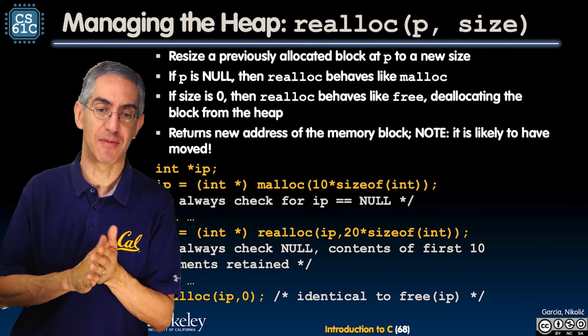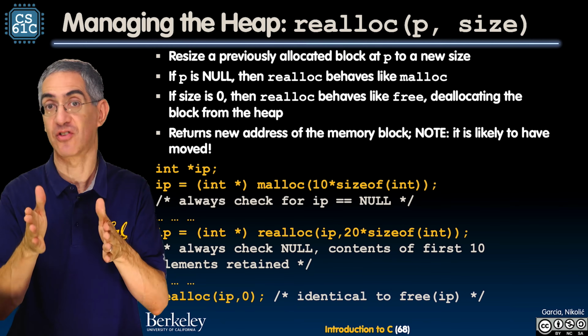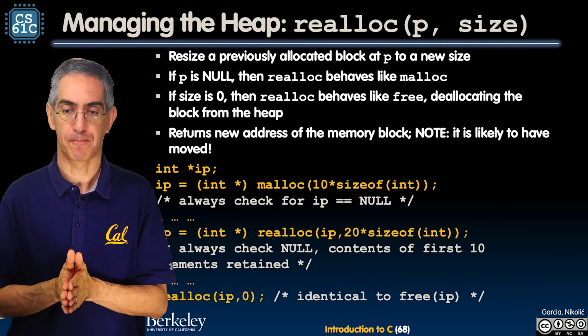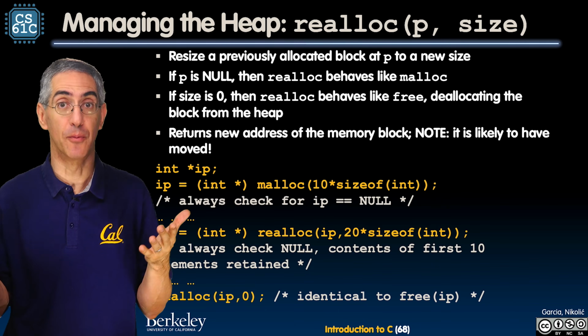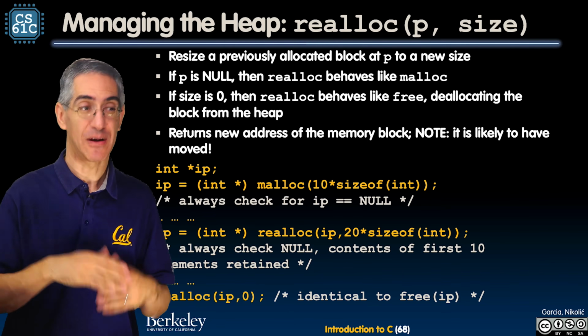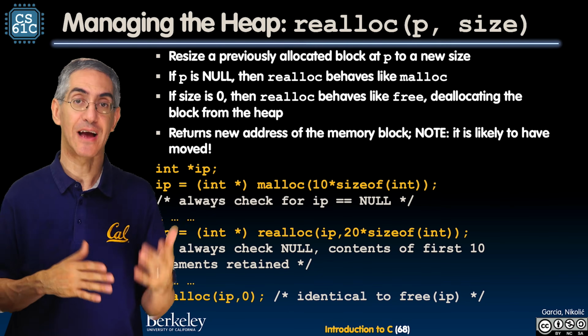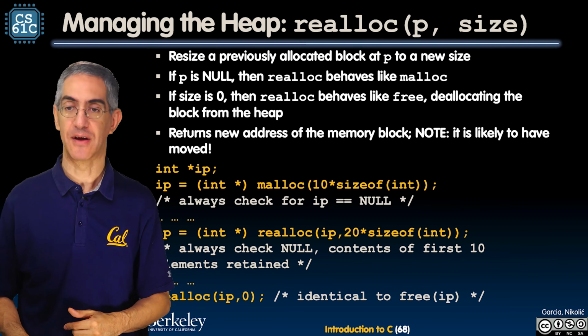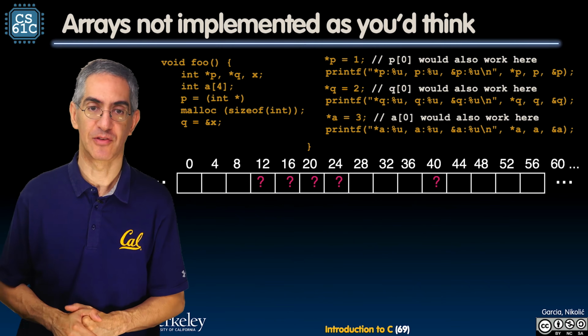So make sure you check it. First of all, check if it's null, and also check if it did the resize correctly. If it doesn't work, it's 0. It'll return null. If you want to free it, I don't recommend this. I would prefer you call free. You can say realloc IP 0. It's the same as a free. It says, you know what? I don't want anything anymore. That's the same way as calling free. But I prefer to call free myself explicitly.